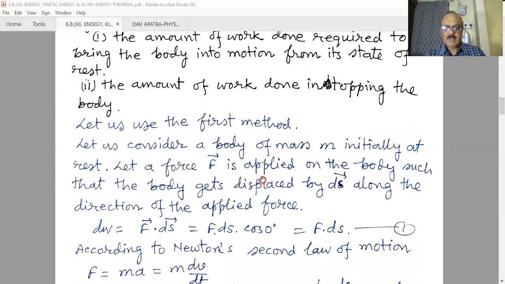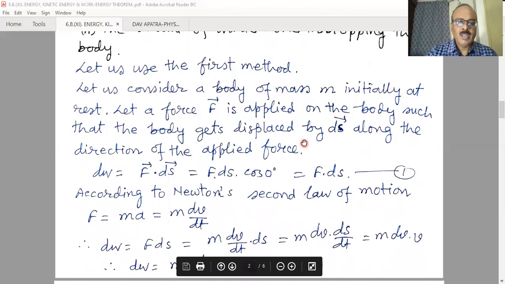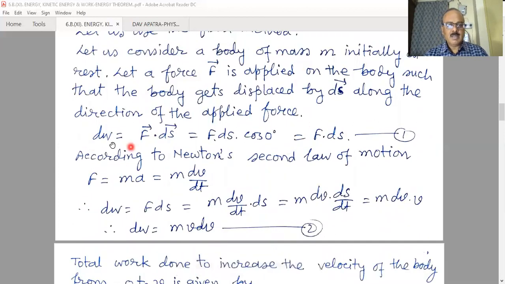Let us say a force F is applied on the body such that the body gets displaced by ds vector along the direction of the applied force. Then what is dW for the very small displacement? We can write dW is equal to F dot ds, that is F ds cos 0 degree, because the displacement takes place along the direction of the applied force. Now, according to Newton's second law of motion, F is equal to m into a, and a means the rate of change of velocity, that is dv/dt.